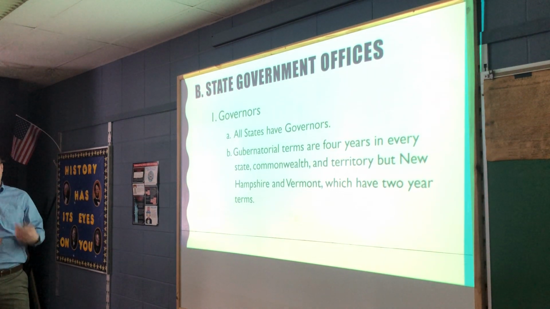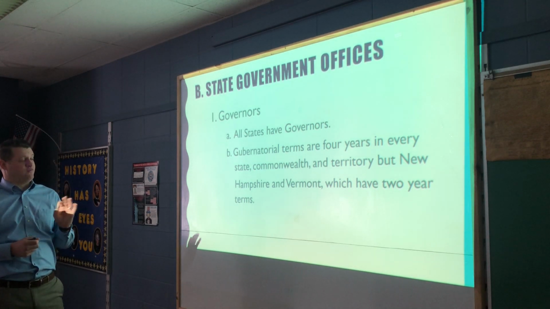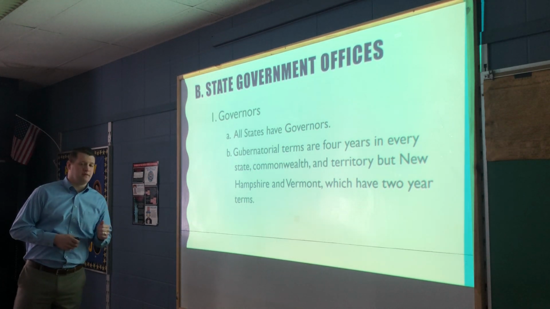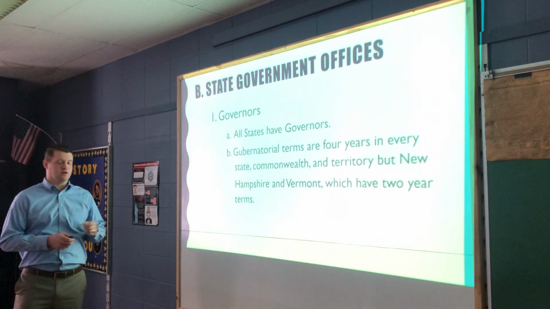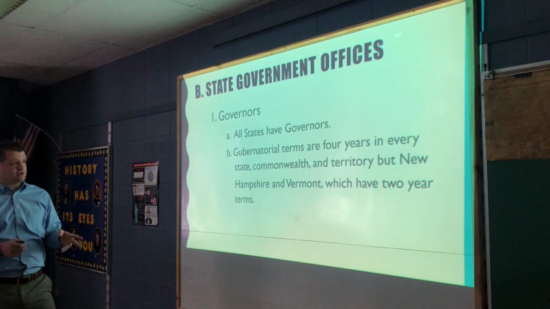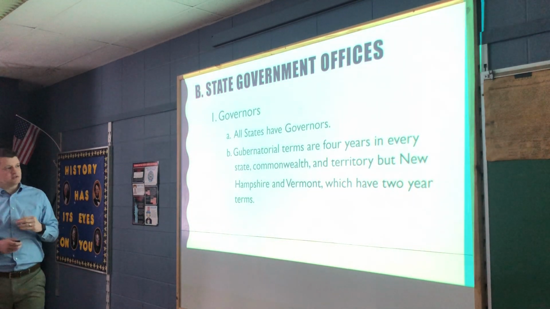Presidential terms are 4 years. Gubernatorial terms are also 4 years in 48 of the states, but in New Hampshire and Vermont, they're only 2 years in length. When you get elected, your term is only 2 years long, as opposed to the other 48 states, where it is 4 years long.